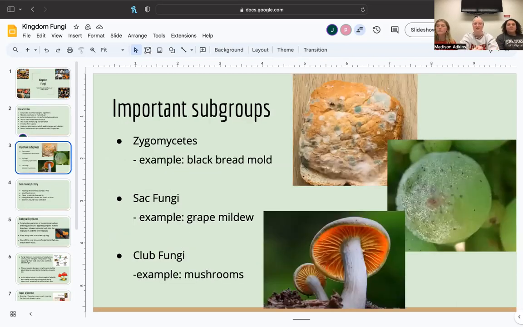So the three important subgroups that we talked about are zygomycetes, sac fungi, and club fungi.